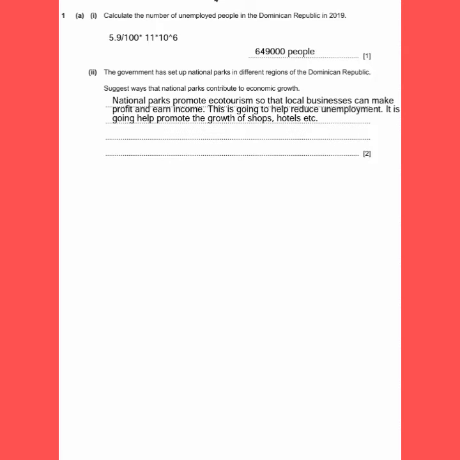The next part asks for ways the national parks contribute to economic growth, and we have the idea that there are national parks in different regions of the Dominican Republic. National parks are made to conserve biodiversity, and they promote something called ecotourism. So to give the idea of earnings, ecotourism is very important and you need to use the term. Ecotourism is tourism in a sustainable manner, which allows local businesses to grow, reduces unemployment, and helps promote the growth of shops and hotels. As an answer, I have written it here. You can read through it.